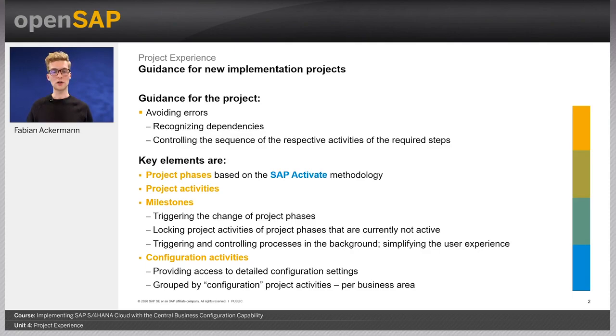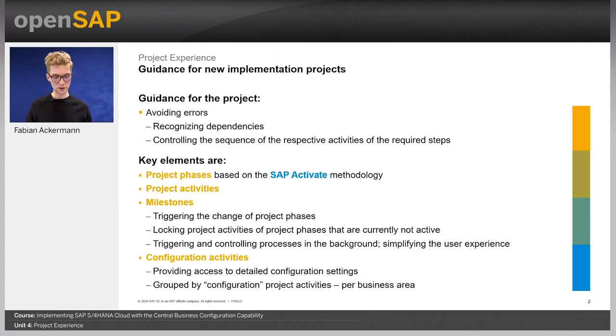The key elements are the different project phases based on the SAP Activate methodology. So there's the explore phase, the realize phase, and the deploy phase. And within these phases, there are certain project activities that you can take care of. There's also milestones, and these milestones actually trigger the change of the project phase. So for example, if you're in the explore phase and you set the milestone explore phase finished, only then will you move to the next phase.